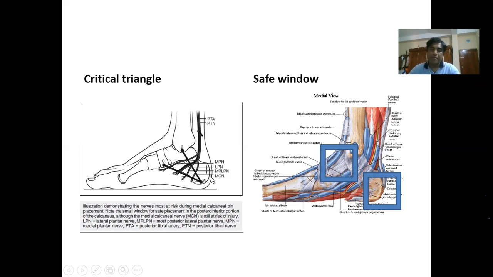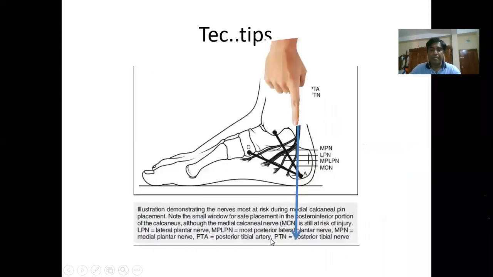So which part is free in the calcaneum? The posterior inferior part, or most posterior part, of the calcaneum is free for putting a wire anywhere. So keep this critical triangle and the safe window in mind during wire fixation. And there is a personal trick. If you put your finger just behind the medial malleolus and feel the pulse of the posterior tibial artery, and draw a straight line, the area just posterior to the straight line is very safe. You can put the calcaneal wire very safely in this area.